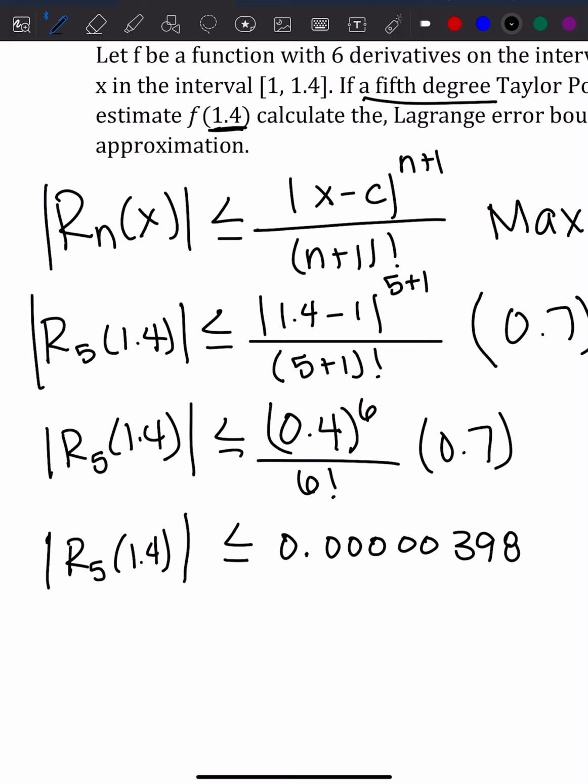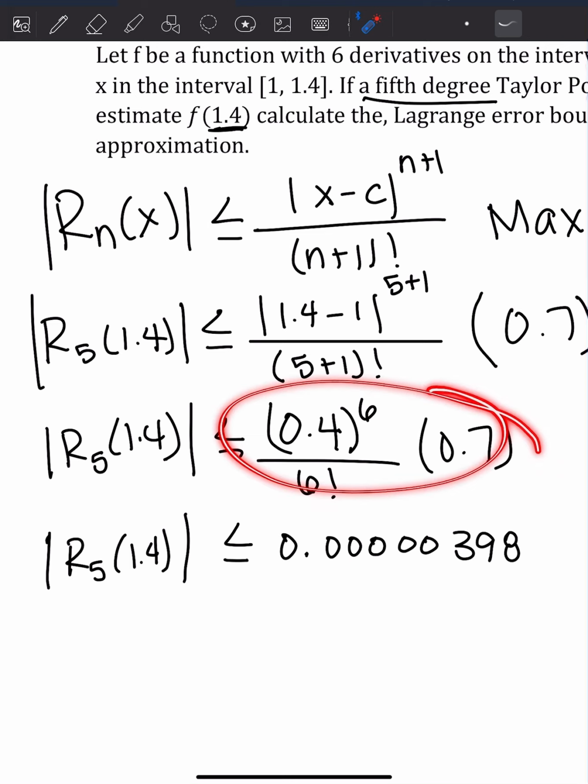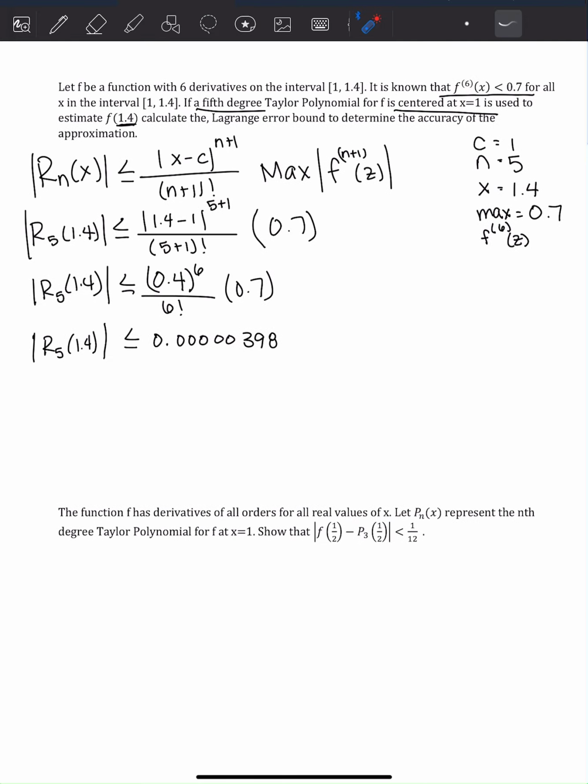So kind of our two options, they may give us something that looks like this as an answer, or they're going to expect a decimal, which means you're going to be using a calculator. So that is all it's going to be when we look at a problem that's given to us and all the information is given.